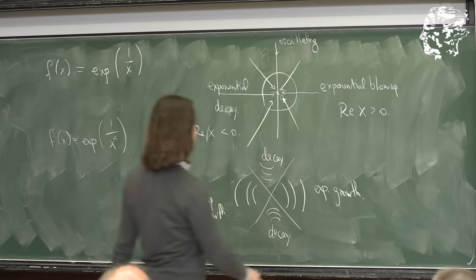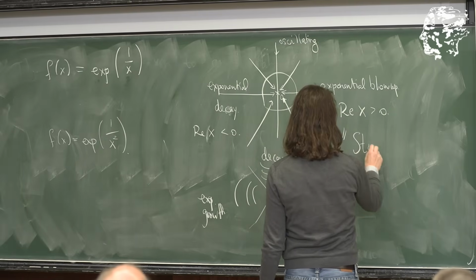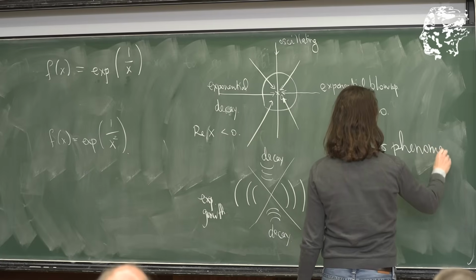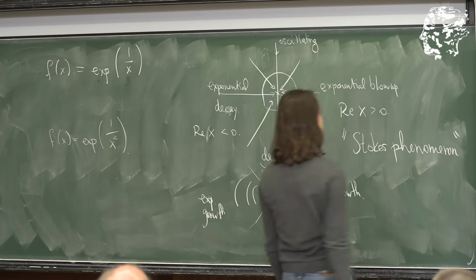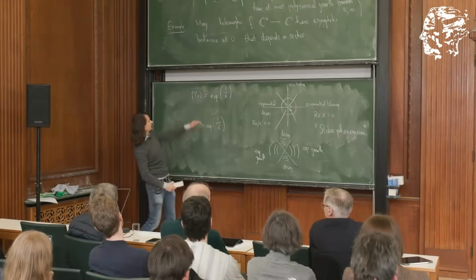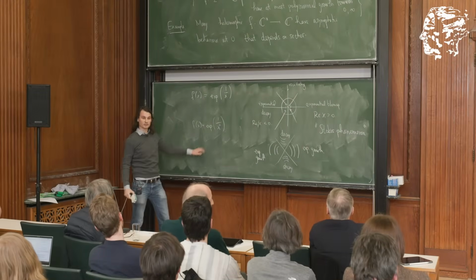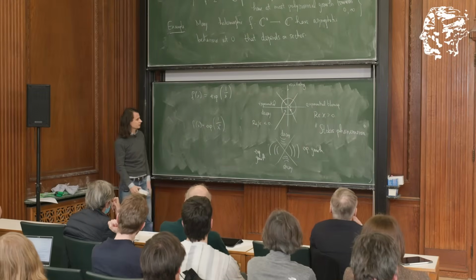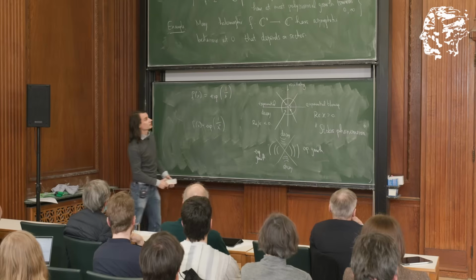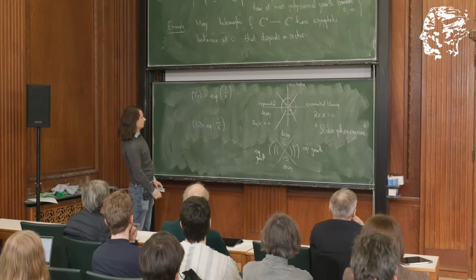I think this kind of phenomenon goes under the name of Stokes phenomenon. And it's very relevant for the study of D-modules with irregular singularities, where typical examples of solutions would be such functions. So these satisfy some simple linear differential equation. And when you study solutions to this, you somehow have to take into account these different growth conditions.